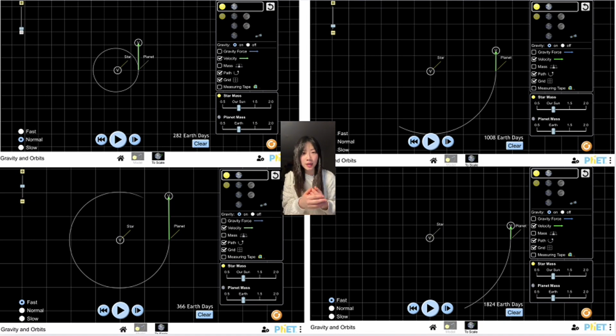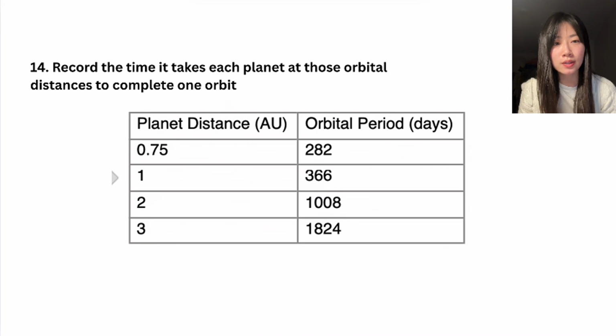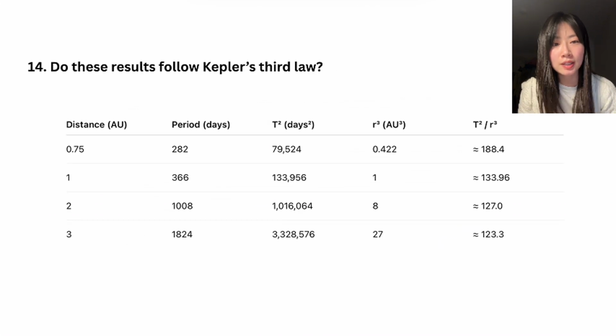At 0.75 AU, the orbit takes 282 days. At 1 AU, it's 360 days, just like Earth. At 2 AU, it increased to 1008 days, and at 3 AU, the orbit takes 1824 days. As distance increases, the planet moves slower and takes longer to complete an orbit. This clearly supports Kepler's third law: T squared is proportional to r cubed.